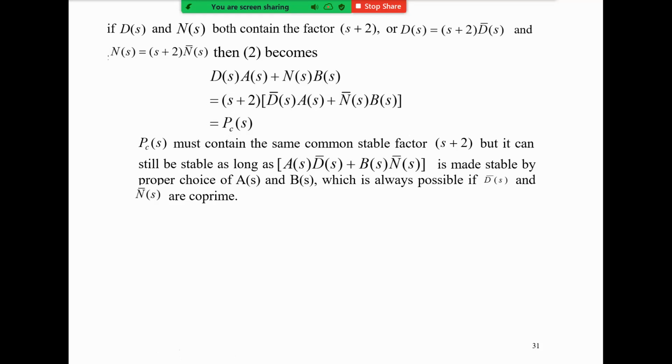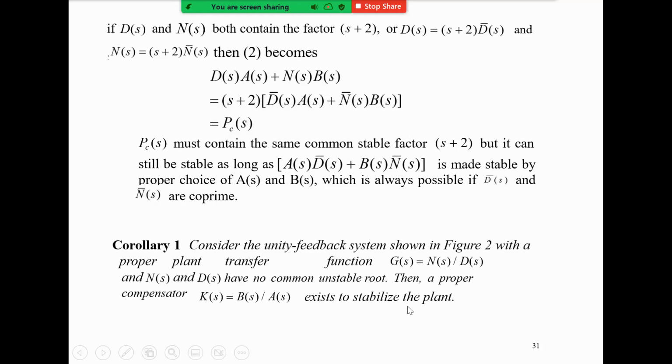So there is no problem. Therefore, we have this result. Consider the unit feedback system. Right now, we relax the condition that, in the original condition, we require N and D to have no common factor. But here we say, hey, they may have a common factor, but as long as this common factor is stable, in other words, they don't have any unstable common factor, then we can always find a controller to stabilize the plant.